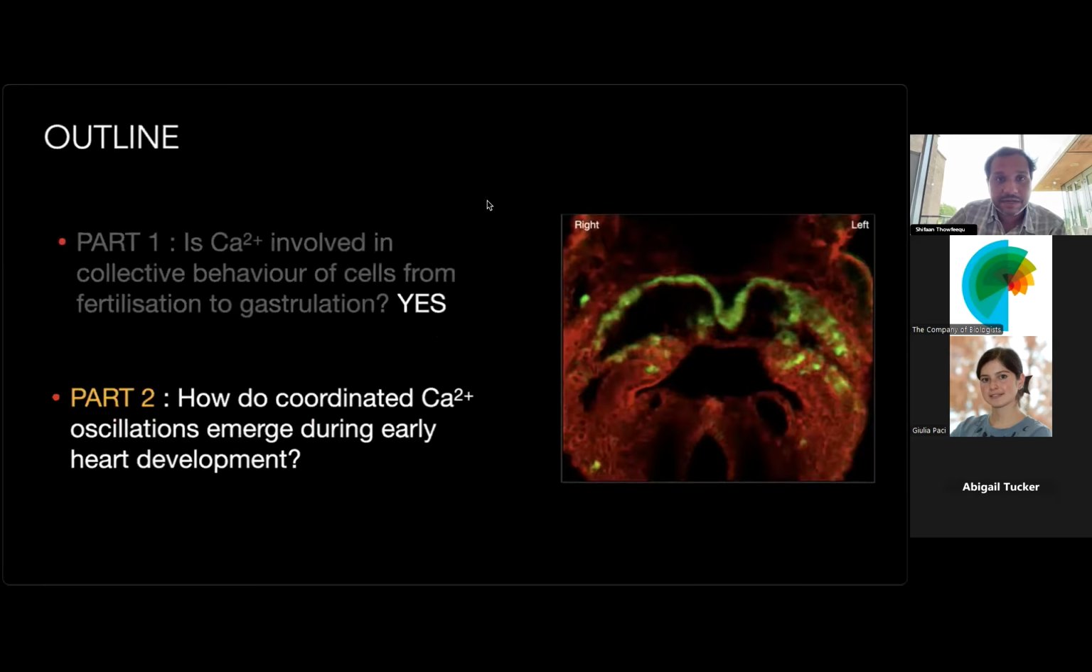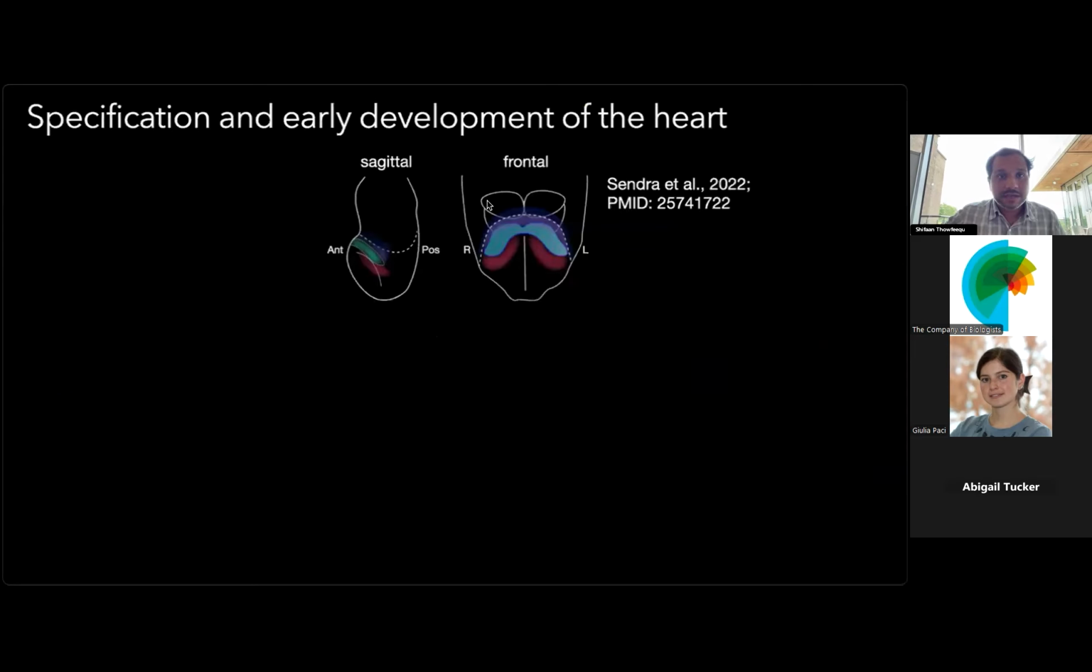So this takes us to the second part of the talk, which is trying to see how coordinated behavior mediated through calcium is active within the developing heart. So far we've been looking at the embryo from the side, where we see the mesodermal cells migrating from the posterior to the anterior, where they meet at the midline to form a structure known as the cardiac crescent, which is the first recognizable cardiac structure to form in the embryo, but which is visible from the frontal view. And this is a view that we'll be looking at from now on.